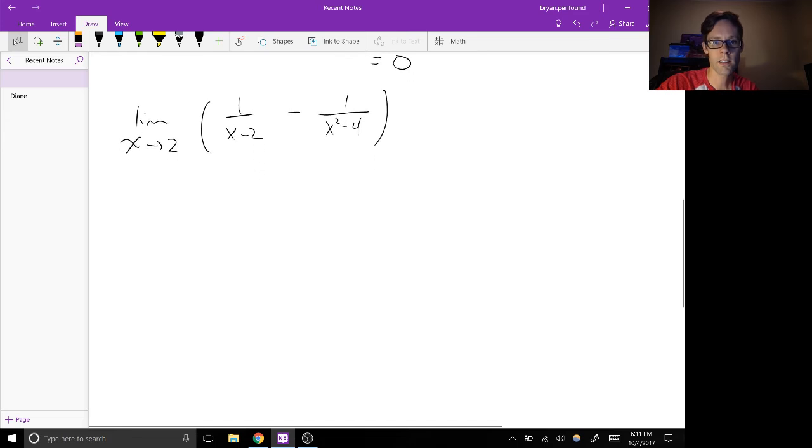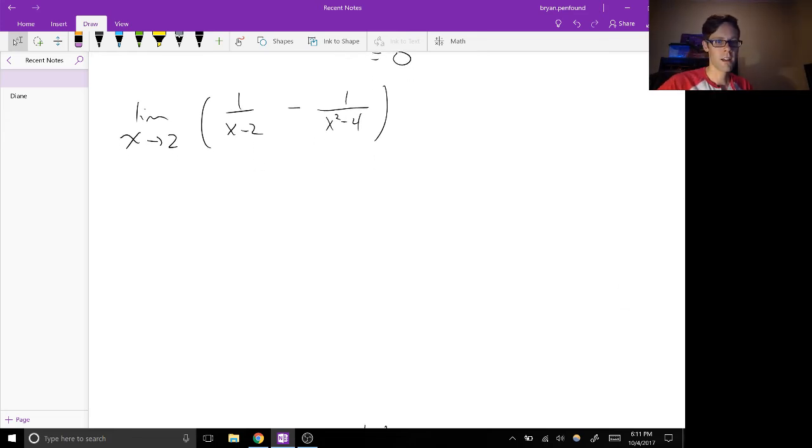All right, so next up, let's take a look at one final warm-up limit here, and then we'll start working on some of the harder questions, I think, from the practice test. So here, let's look at a limit as x gets closer to 2 of a subtraction of 2 fractions.